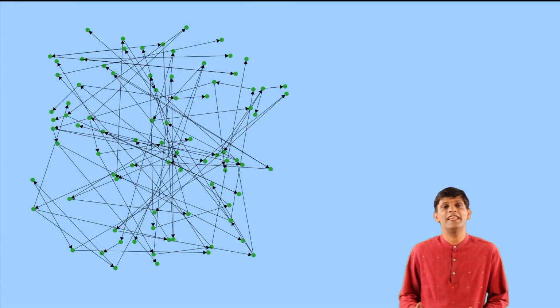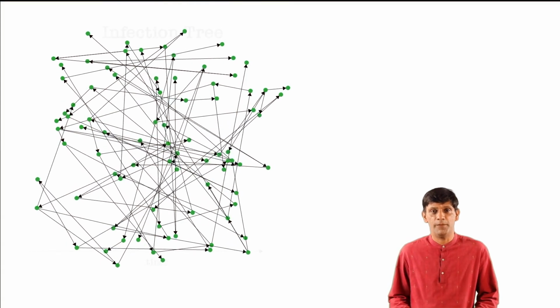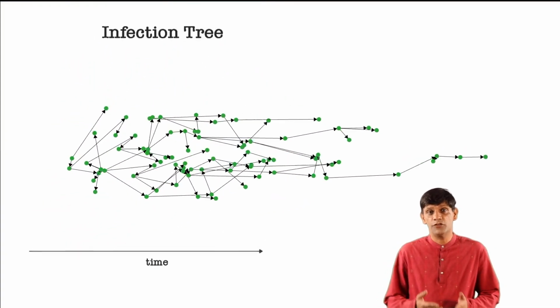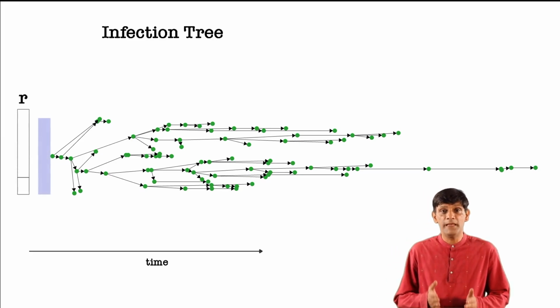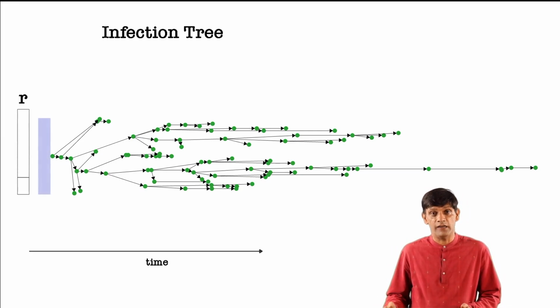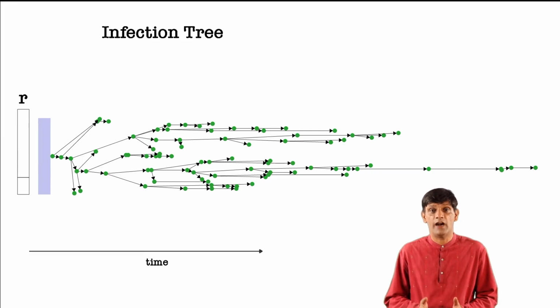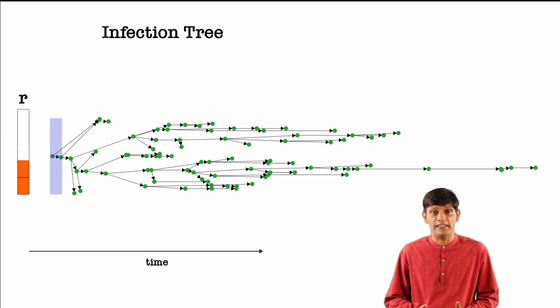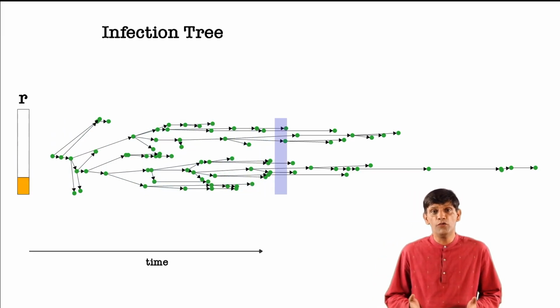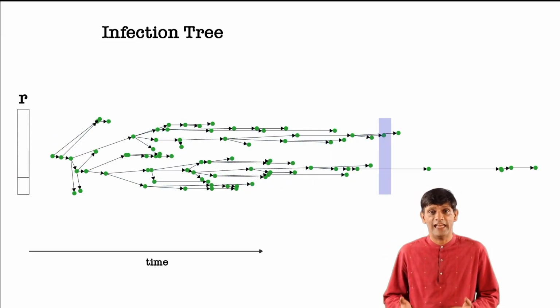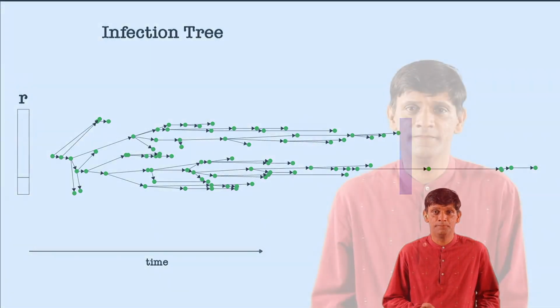Let's also look at the infection tree for this animation. As we see, this tree is even longer and thinner. That means people get infected later, and at a given time, there are few people who are infected. We can also observe the R value, which remains much lower than in the previous cases.